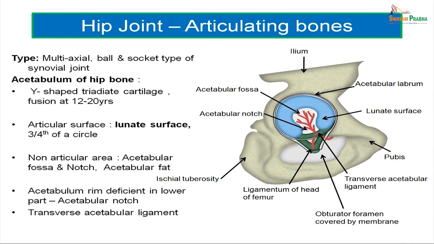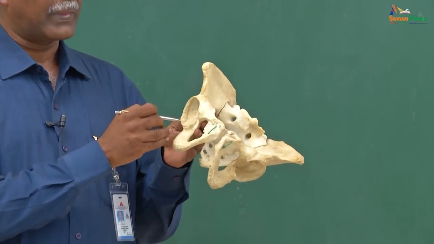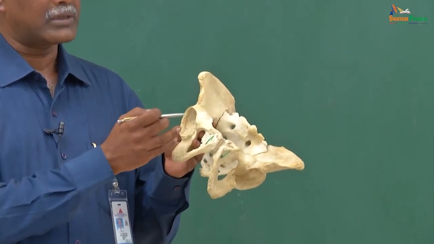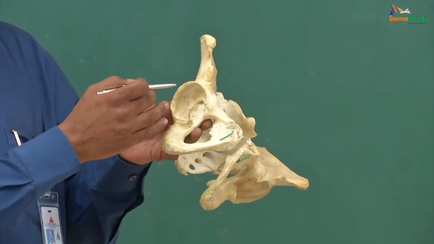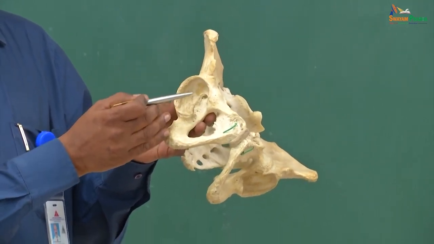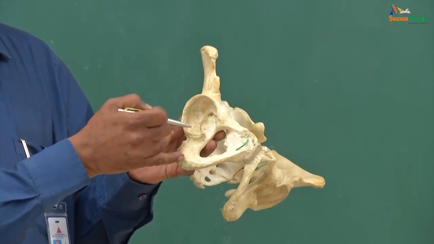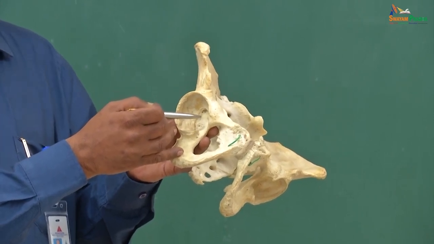Coming to the gross anatomy, the hip joint is a multi-axial ball and socket type of synovial joint. Two bones form the articulation. The articulated pelvis shows an outer cup-shaped area called the acetabulum. This acetabulum is formed by contributions from the pubis, the ilium, and the ischium. If you look closely inside the acetabulum, there is a horseshoe-shaped area which is smooth in nature. This area is called the lunate surface. Within the lunate surface, there is a roughened area which is called the acetabular fossa.